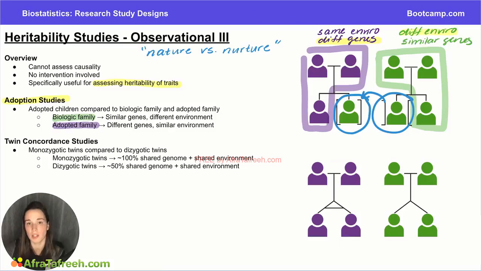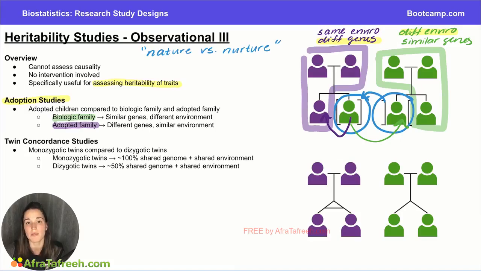If the trait of an adopted child is more similar to their biologic family compared to their adopted family, that means that trait has a strong genetic contribution, because people who share a genetic background are more likely to be similar than people who share an environment. If, on the other hand, the adopted child is more similar to their adopted family than their biologic family, that means the trait is strongly driven by environmental factors, because people who share an environment are more likely to have that same trait than people who share a genetic background.